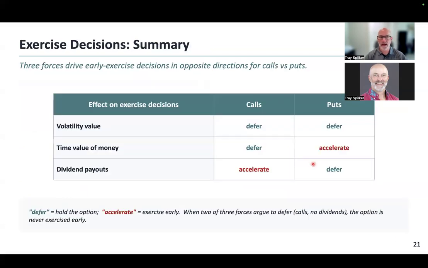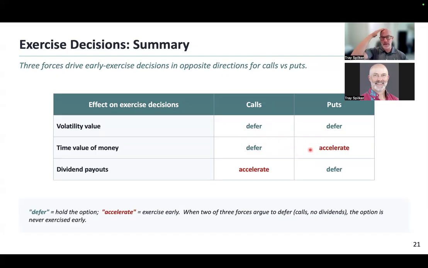All right, so just to summarize, the three forces that drive early exercise decisions are typically opposite for calls and puts. For high volatility, it increases the value for both calls and puts, so it's a good thing. So it would defer early exercise decisions. Time value is positive for the value of call options, so we would defer early exercise. We would do the opposite for put options, right?